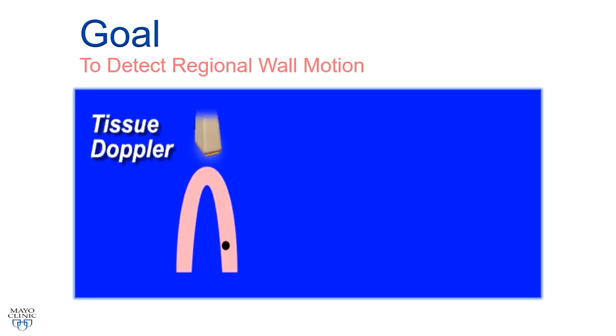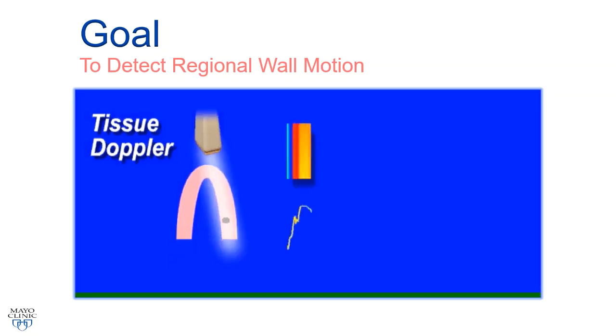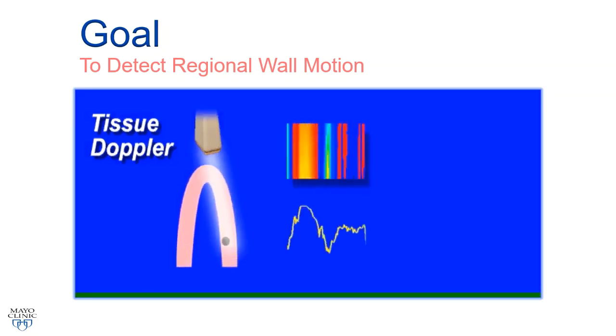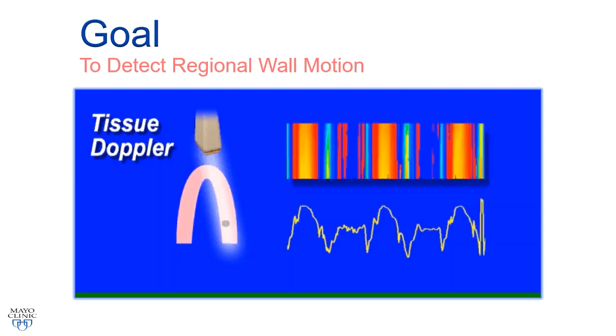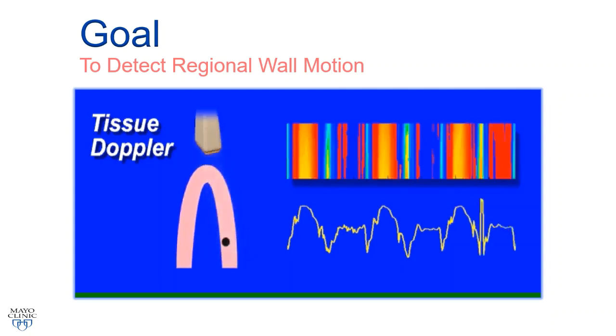Now the goal is to detect regional wall motion. So if I place a sample volume here in that basal segment, I can obtain velocities from that region and display it either as a curved M mode, where a line is drawn along that segment of the myocardium and all the color changes along that line over time are displayed, or a point and displayed graphically as you see down here below.